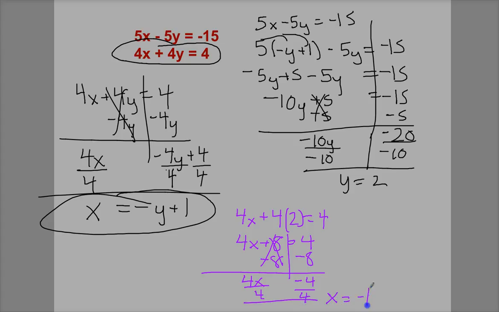X is equal to negative 1. So I have these two parts together, so to make my final answer, I will get negative 1 and 2.